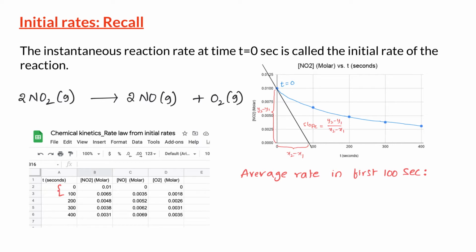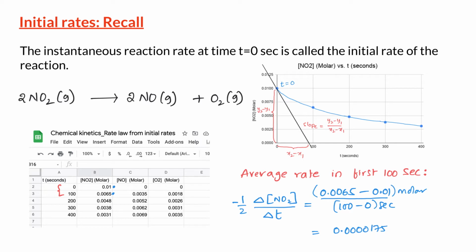The average reaction rate in the first 100 seconds is equal to minus half change in concentration of NO2 divided by change in time. That is, the concentration of NO2 at 100 seconds, which is 0.0065 molar, minus concentration of NO2 at 0 seconds, which is 0.01 molar, divided by 100 seconds minus 0 seconds. If we do the math, we get the following number, and the units again are molar per second.